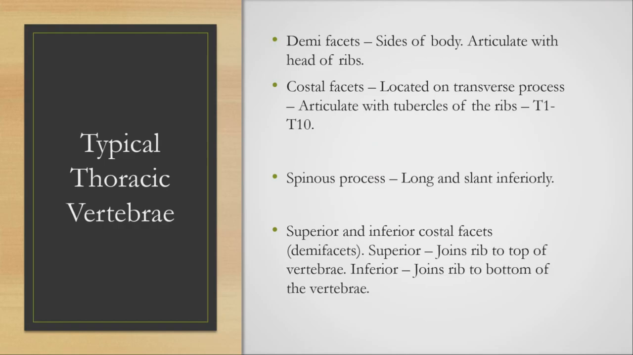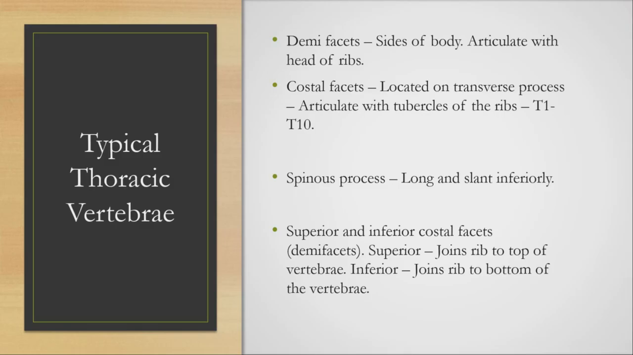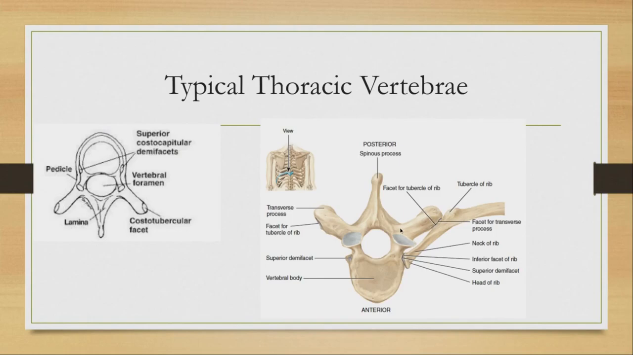A typical thoracic vertebrae has demifacets at the side of the body, and those articulate with the head of the ribs. So at the side of the body there's a demifacet, and the head of the rib will fit into it. Also, it has costal facets, which are located on the transverse process at the side, and those will articulate with the tubercles of the ribs of the vertebrae T1 to T10. So at the side of these transverse processes are the costal facets, and those will articulate with the tubercles of the ribs.